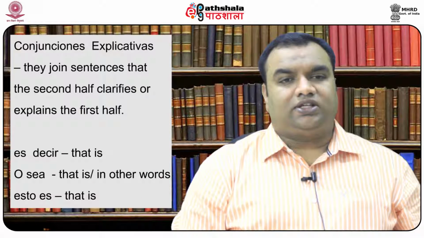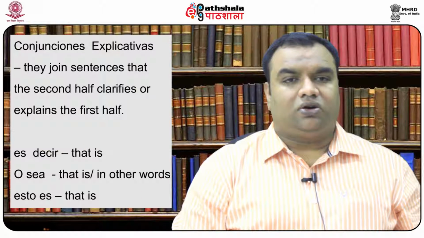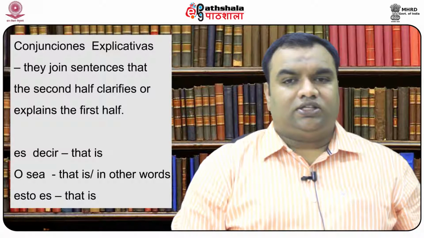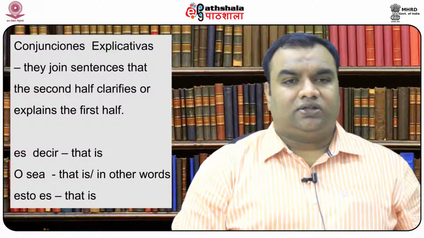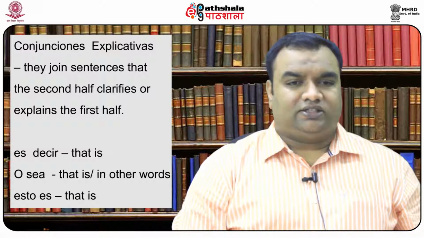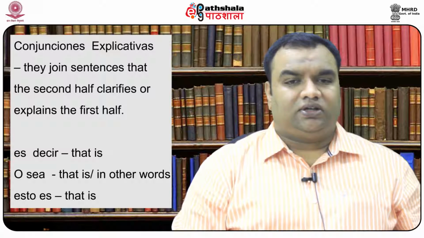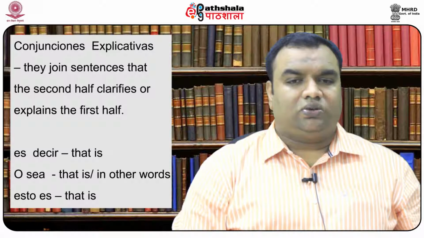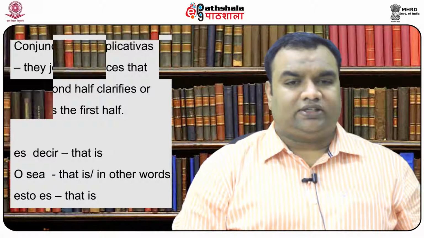Let us come to the next set of conjunctions called conjunciones explicativas. These conjunctions join sentences where the second half clarifies or explains the first half. These are es decir, that is, o sea, that is, in other words, esto es, that is. Let us see some examples to understand the functioning of these conjunctions in a better fashion.